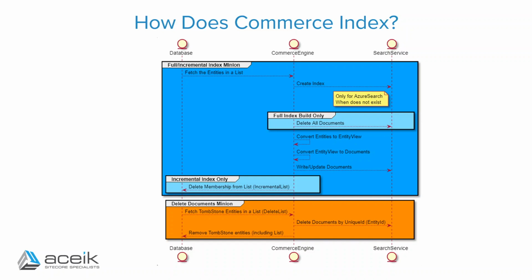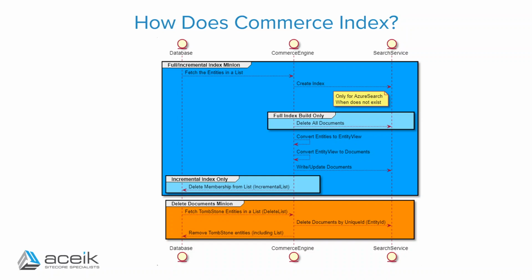If it is a full index rebuild that you're triggering, then it actually deletes all the documents. Then it converts these entities into entity views. When I go through the sample, I'll actually show you what an entity view means. It's basically just converting an entity into a JSON format with a bunch of properties.